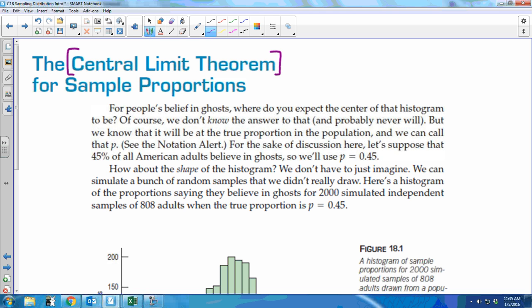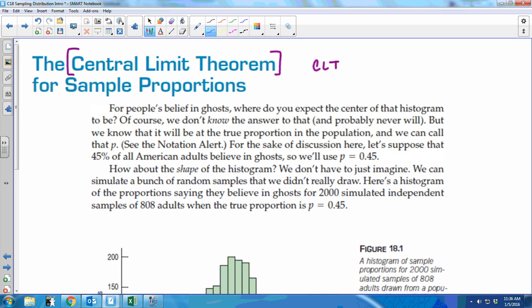theorem. That comes up every once in a while. They call it that. If not, they'll just talk about sampling distribution models. But if you see central limit theorem or CLT, just know we're talking about sampling distribution models. We're talking about things out of this chapter. Okay, we'll get into more of that later. Anyway, so here's the deal.